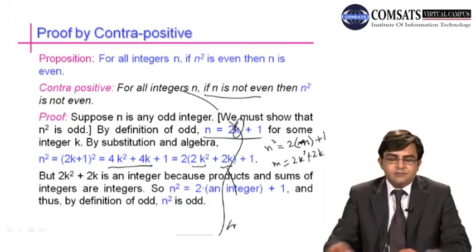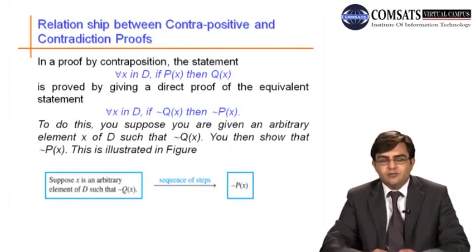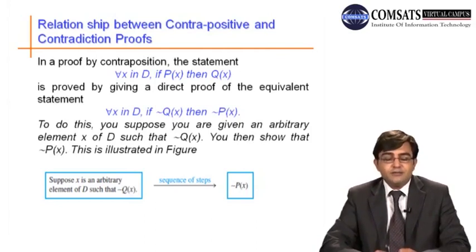The next is the relationship between contrapositive and contradiction proofs. The contradiction proofs we have already used to prove some theorems, and in the next slides I shall give you some other proofs of statements by using the contradiction method, and at the end we shall prove two very famous and classical theorems by using the contradiction method. Now, what is the relationship between the contrapositive and contradiction methods of proof?